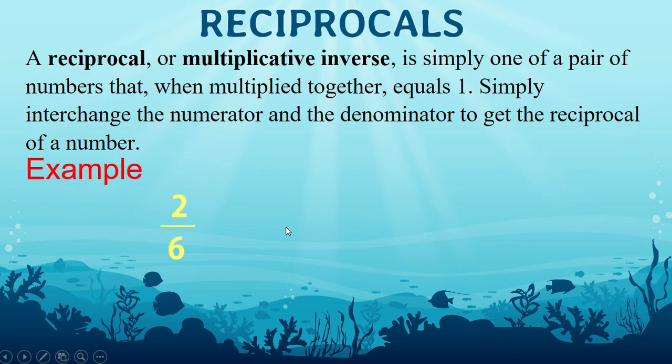Let's have example number 1. You have 2/6. To get the reciprocal of 2/6, you will just exchange the numerator and the denominator. 2/6 will become 6/2. And when you multiply this, you will have 2 times 6, we have 12, and 6 times 2, we have 12. When you have the same numerator and denominator, it is equivalent to 1. So when you multiply the fraction by its reciprocal, your answer is 1.